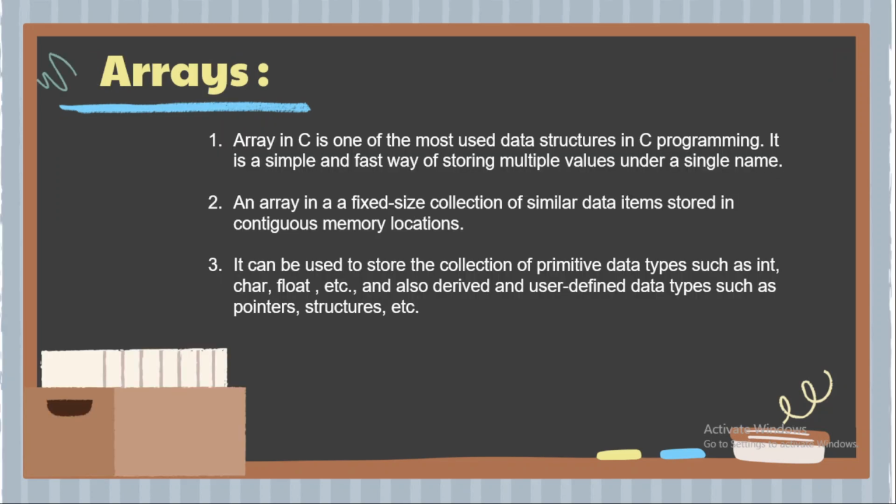Next, we look at arrays. An array is one of the most used data structures in C. It allows us to store a fixed size collection of similar data items stored in continuous memory locations. It can be used to store a collection of primitive data types such as int, char, float, etc. Also derived and user defined data types such as pointers and structures.